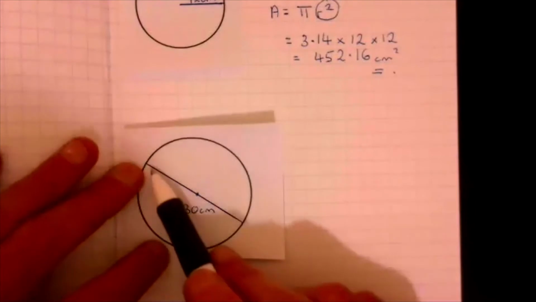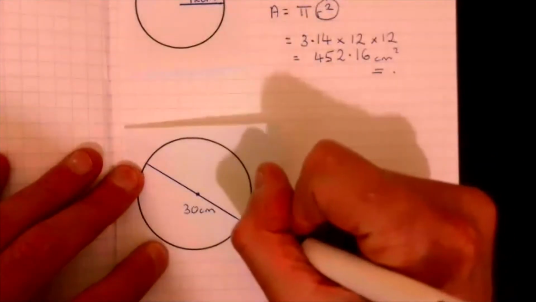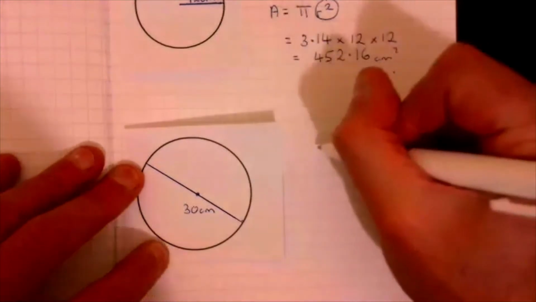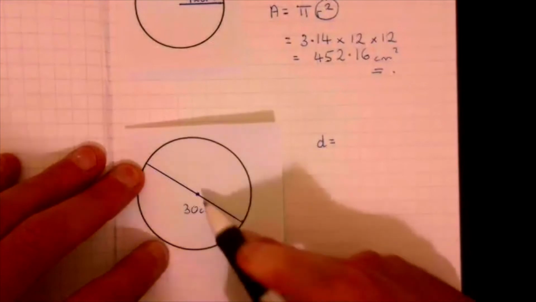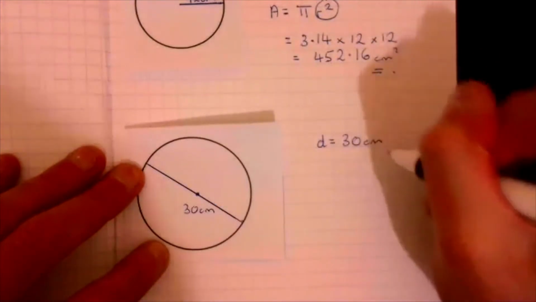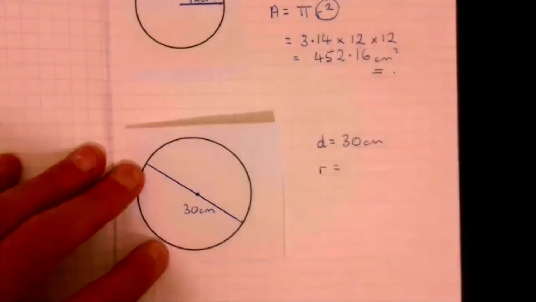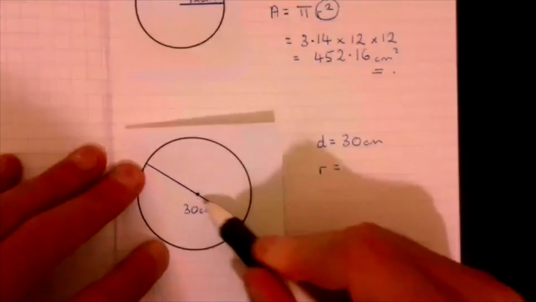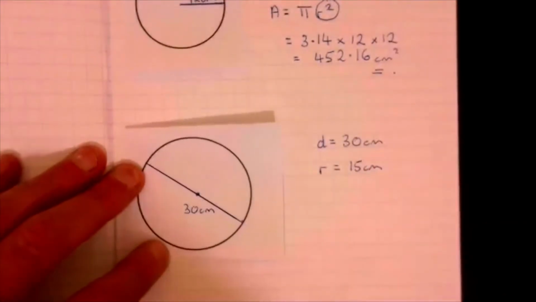The question this time doesn't tell me the radius. Remember, the radius is from the middle to the outside. It tells me the diameter. The diameter goes from one side to the other, through the middle. So that's 30 centimeters. I don't want the diameter, I want the radius. So the radius is half of that, so it's 15 centimeters. The rest is the same.